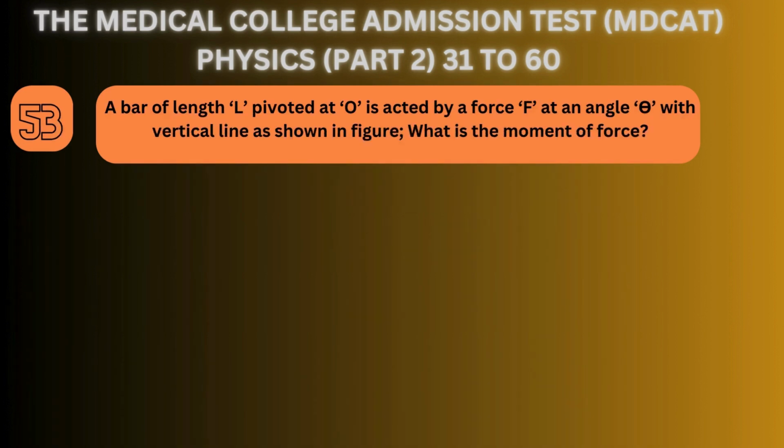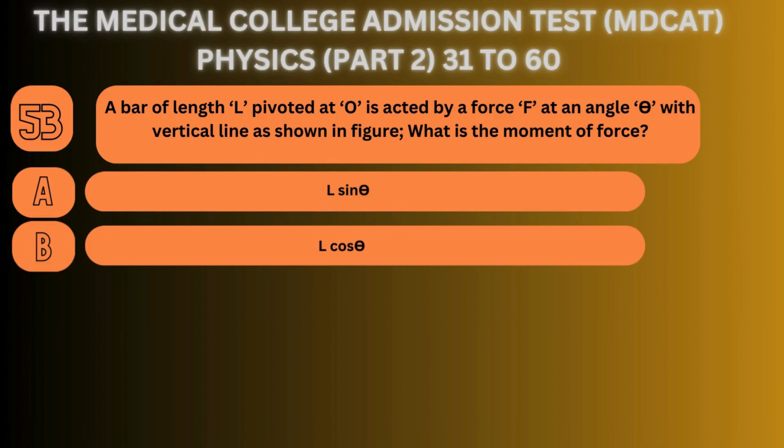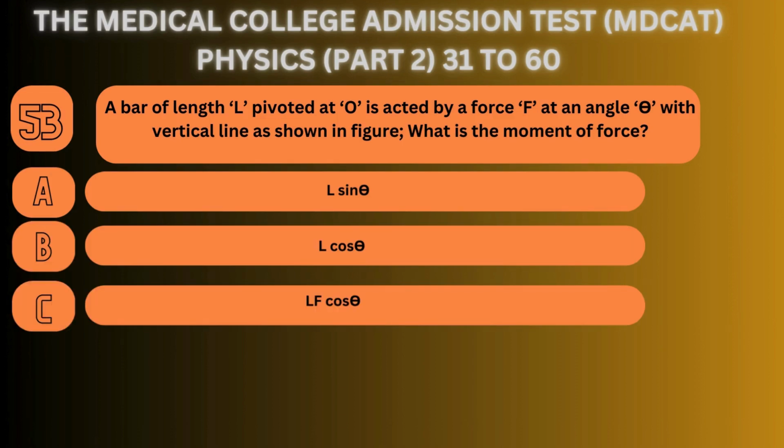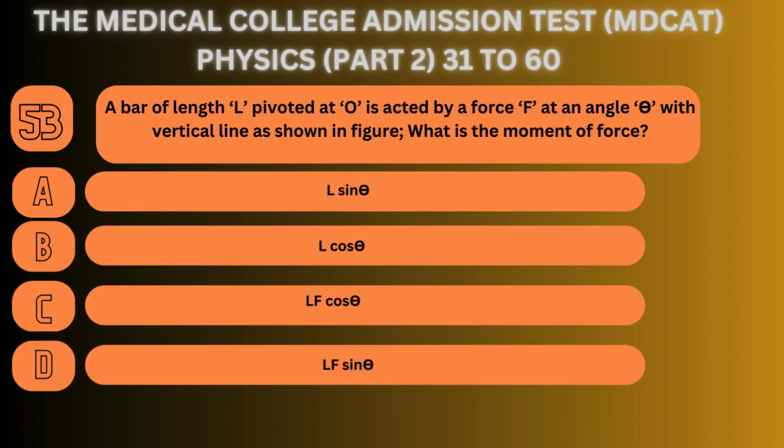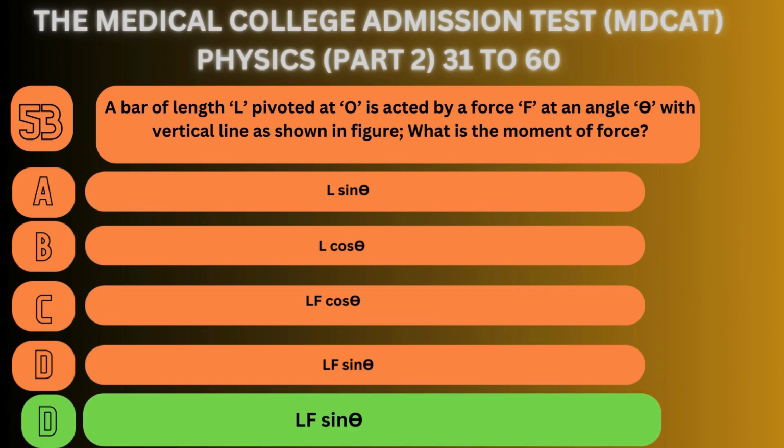Question number 53. A bar of length L pivoted at O is acted on by a force F at an angle theta with the vertical line as shown in the figure. What is the moment of force? Option A, L sin. Option B, L cos. Option C, LF cos. Option D, LF sin. 5, 4, 3, 2, 1. Correct option is D, LF sin.